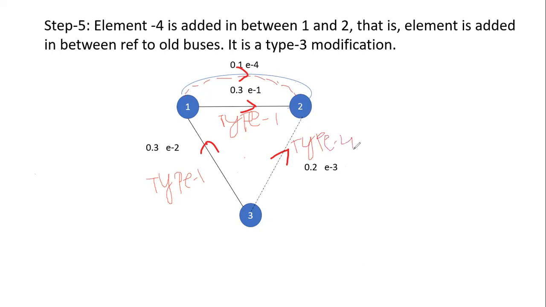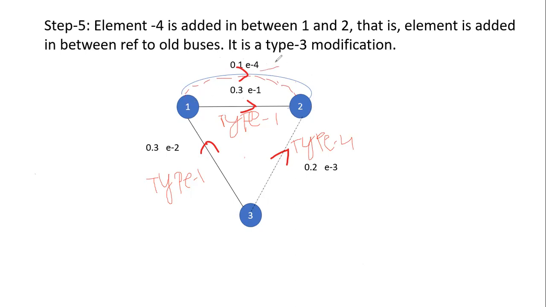By using the type 4 modification formula, we form the Z-bus matrix. Next, the last one, the element 4. This element 4 is added in between the reference and the old bus.